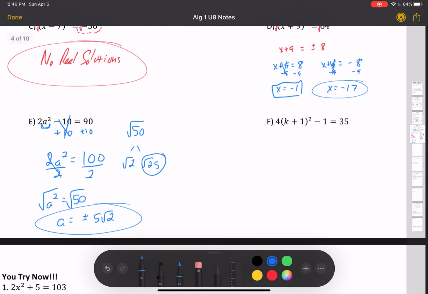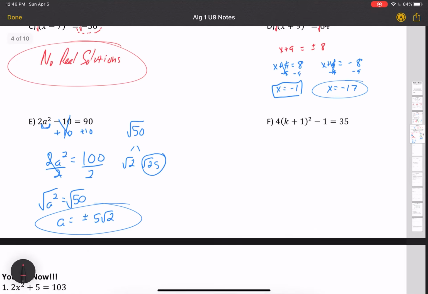All right. And then wrapping up this last one, our end goal is to get this group being squared by itself. So the first thing I'm going to do is add 1 to both sides. So I get 4 times the quantity k plus 1 squared equals 36. I'm going to divide both sides by 4. So I'll get k plus 1 squared is equal to 9. Square root both sides.